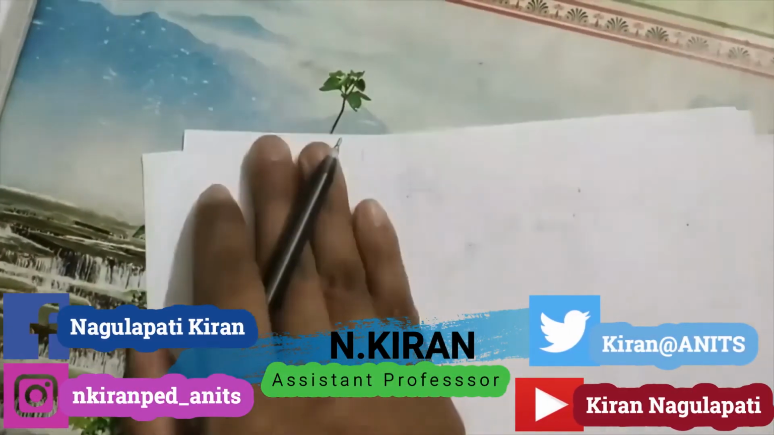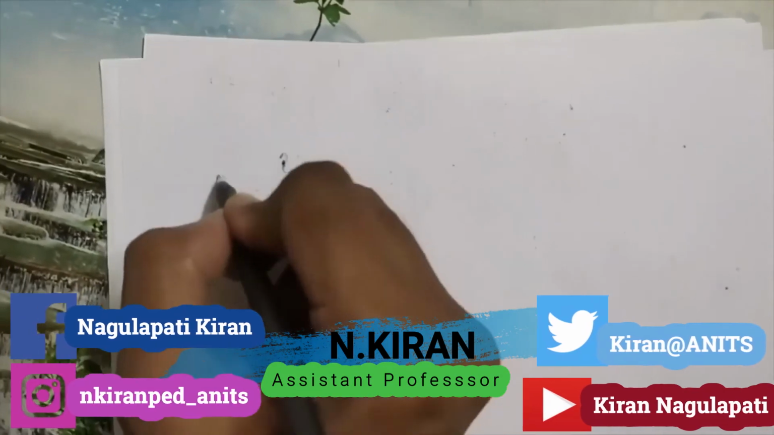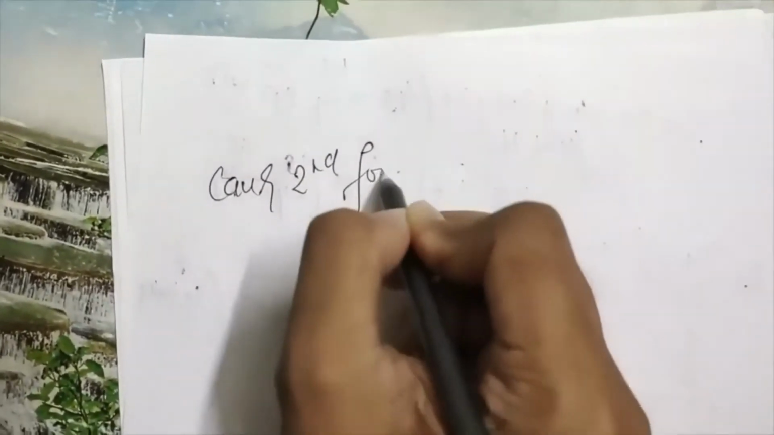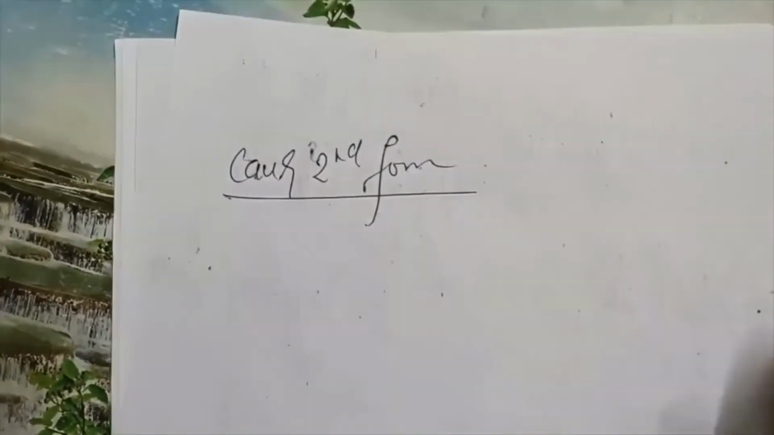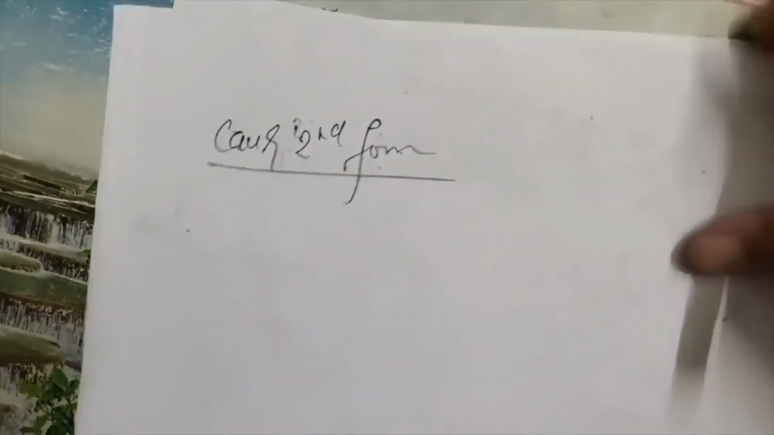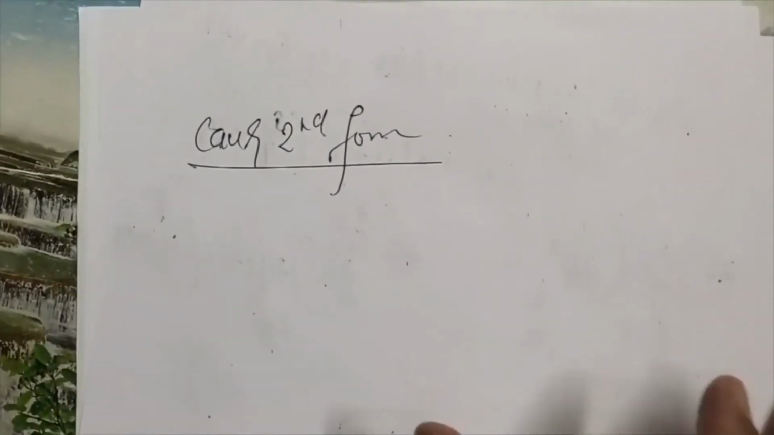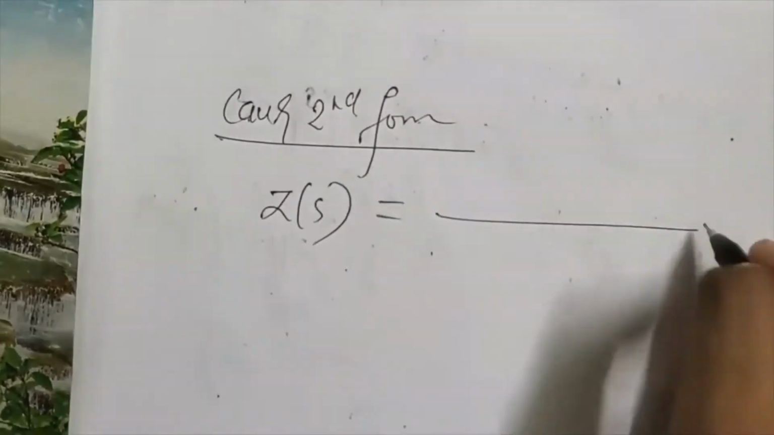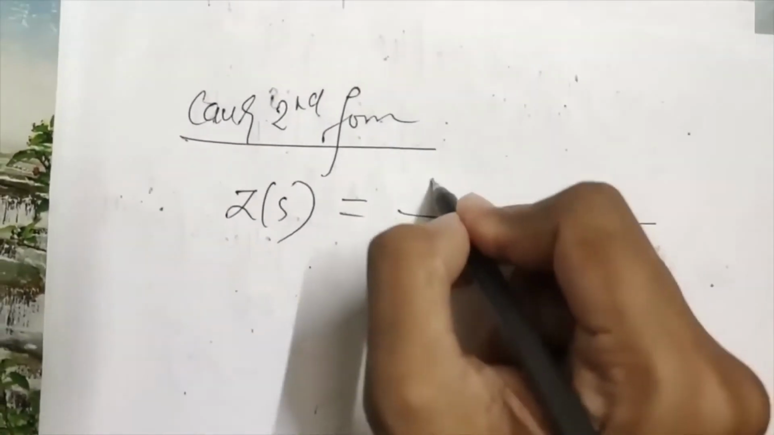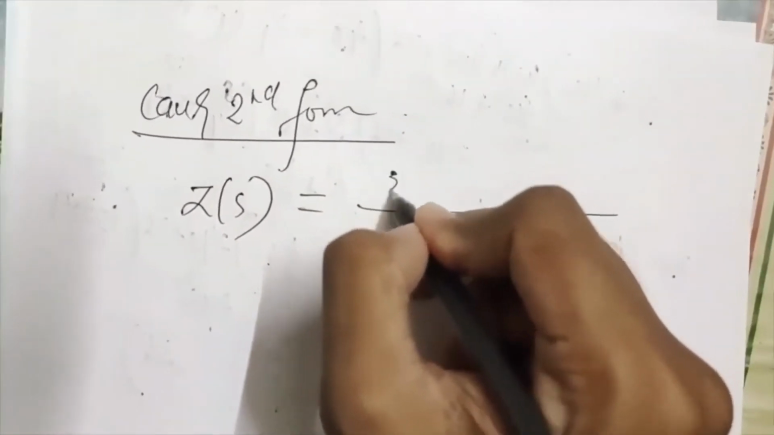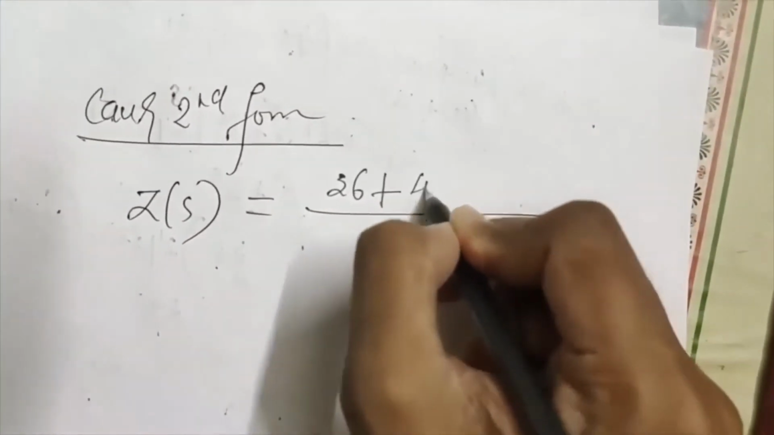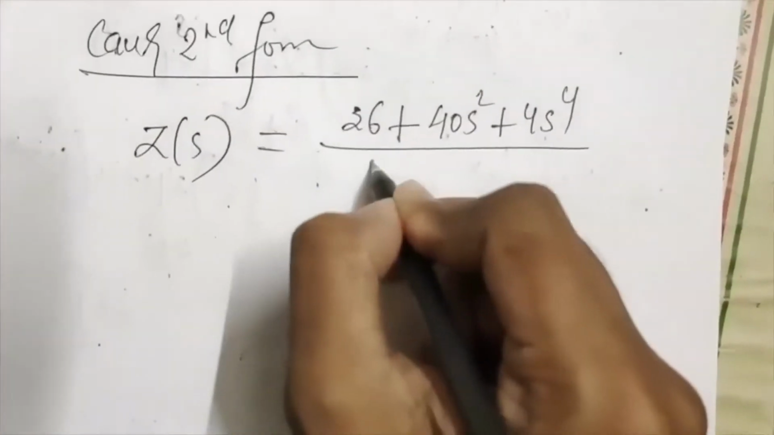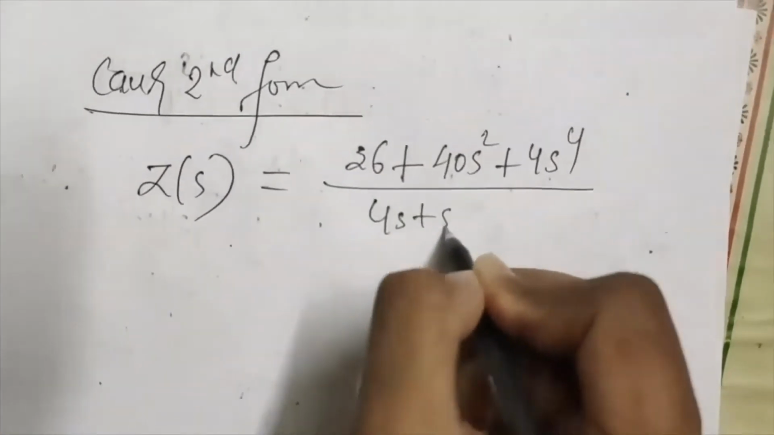As we know, the difference is we have to arrange the numerator and denominator in descending powers of s in Cauer first form and in ascending powers of s in Cauer second form. So the given expression can be written as, in ascending powers of s, the numerator becomes 36 plus 40s square plus 4s power 4. The denominator becomes 4s plus s cube.